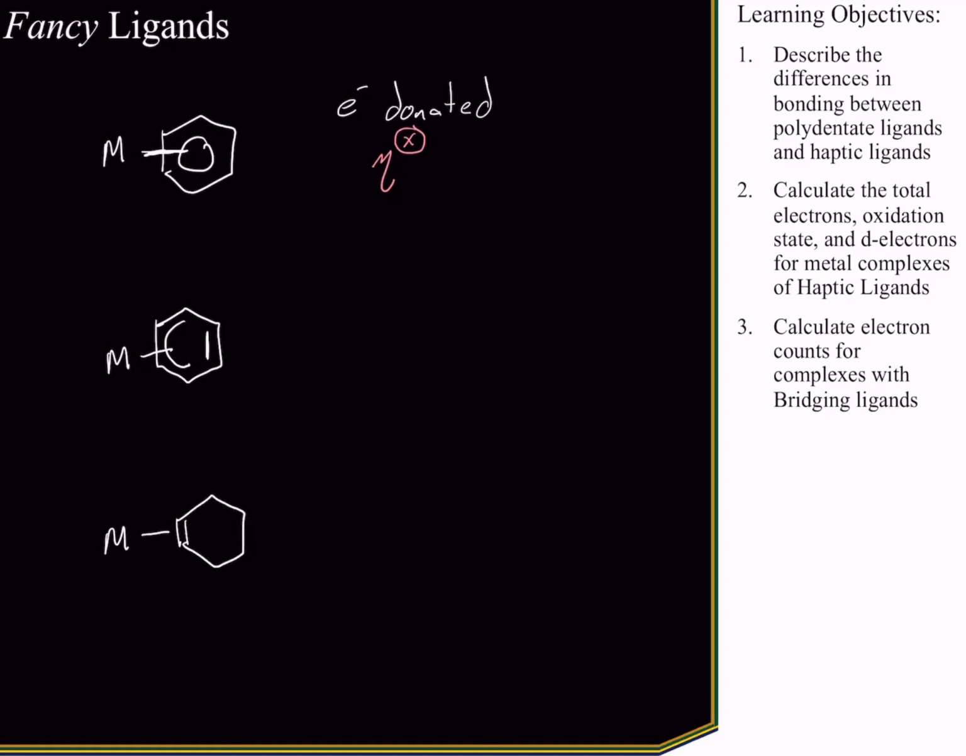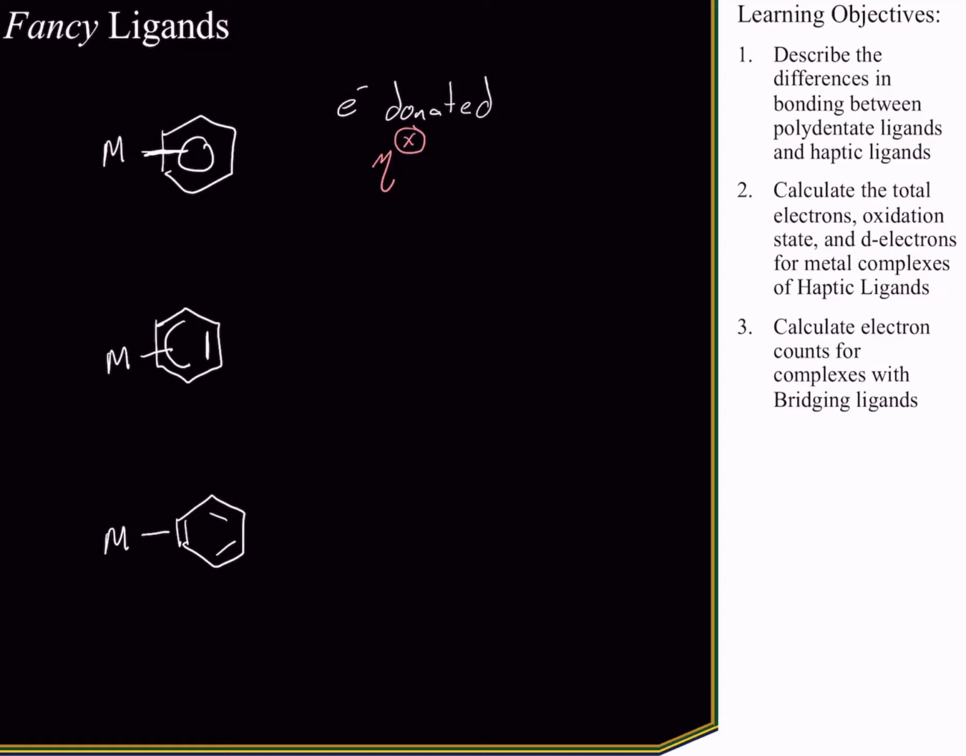And here's another bonding mode of benzene. So try to compare and contrast these three different pictures. How many electrons are donated? How might you describe the hapticity of the bonding in these three different cases?